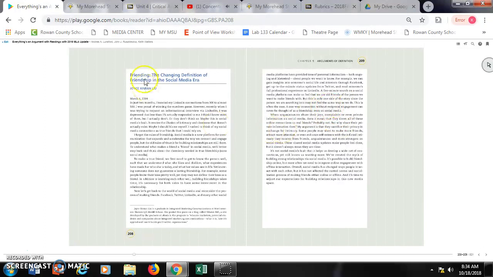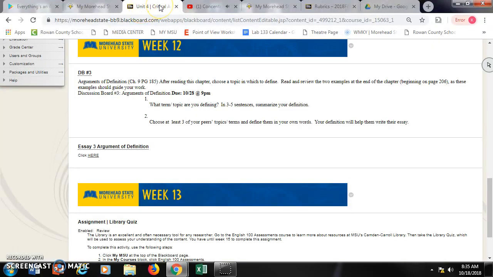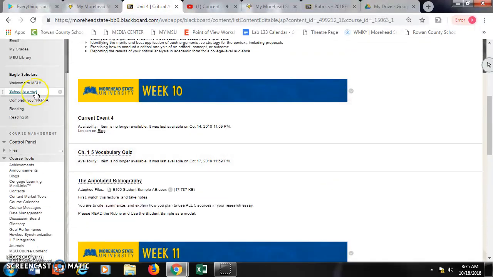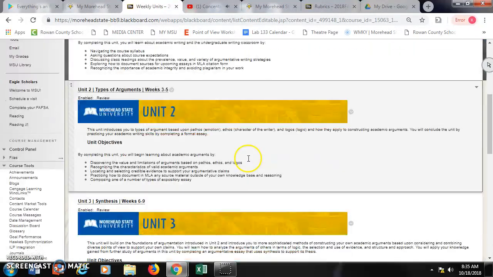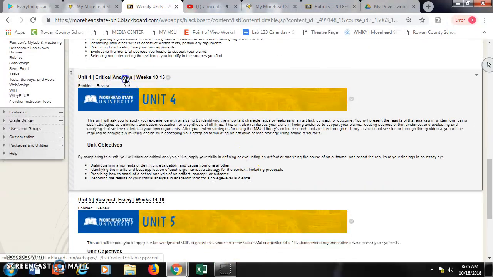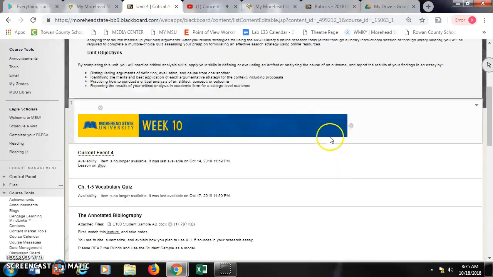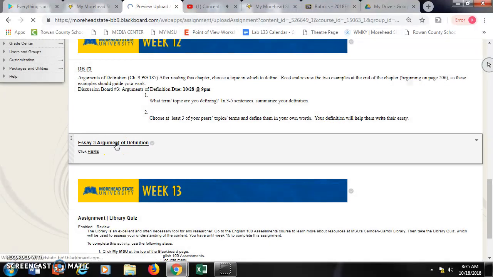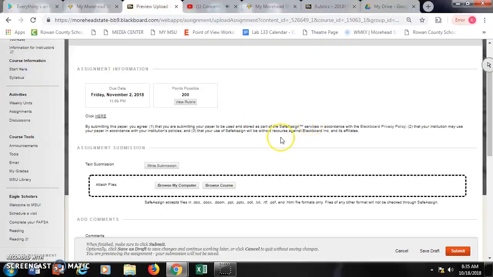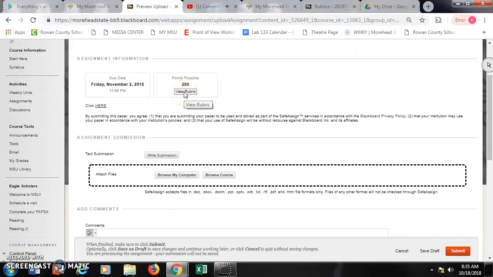Now I would like to look at the rubric with you. You always want to use the rubrics to complete your work. You will click on weekly units, and then you will click on 10 through 13. Click on Argument of Definition, and right here, View Rubric.